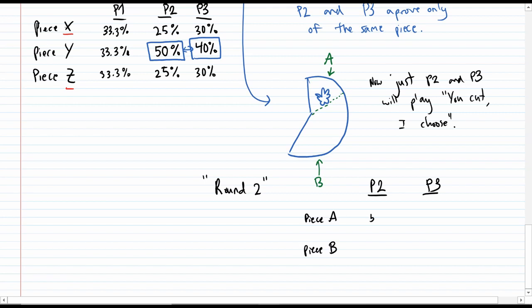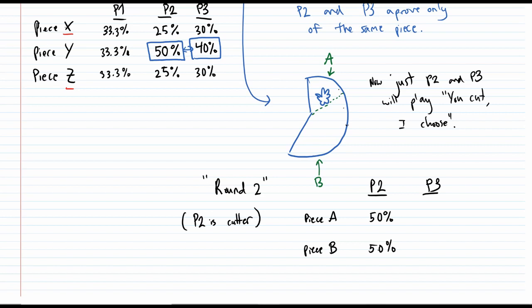Player 2, being the cutter, must have split this in a way that they believe both of these pieces are equal. So now with this new remaining cake, player 2 thinks these two slices A and B are the same. Right? What about player 3? Well, player 3 didn't really like the flower that much. So after this recut, player 3 only likes piece A, 40% of the remaining cake, and actually thinks that piece B is just better. Getting that extra cake really offsets the fact that they don't get the flower. So what do they do?